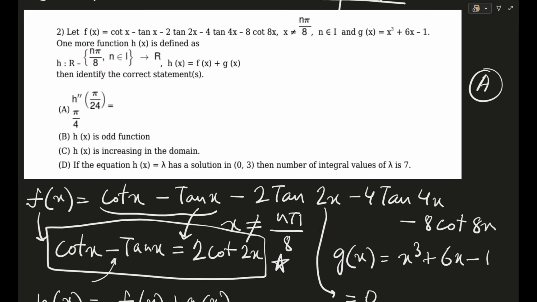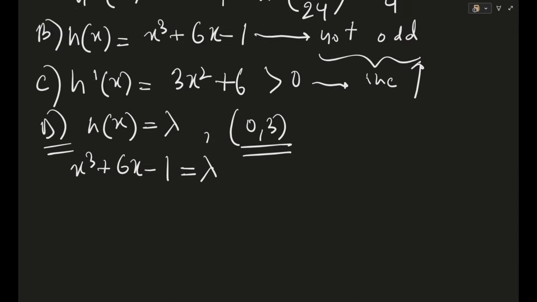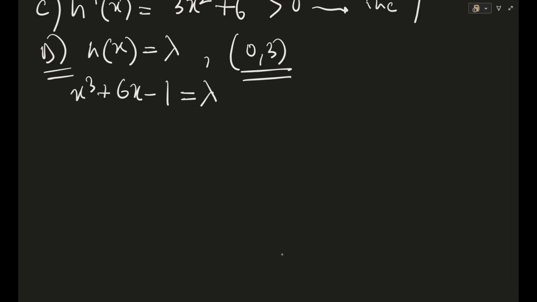Okay, so moving back to the question, A and C are the two correct options that we have right now. If you read the statement, h of x equal to lambda has a solution in 0 to 3, then the number of integral values of lambda is 7. Okay. So basically, this particular statement is wrong. It's not 7. This will be 44 values.